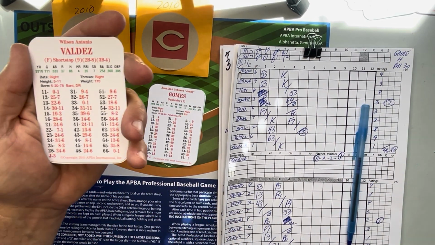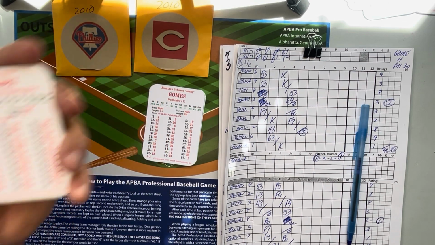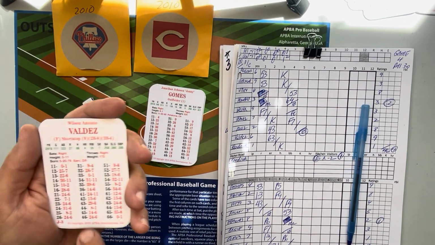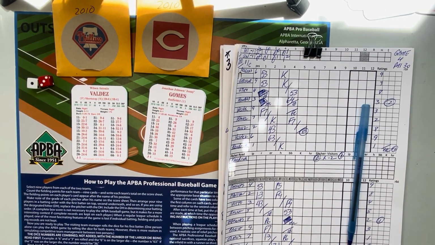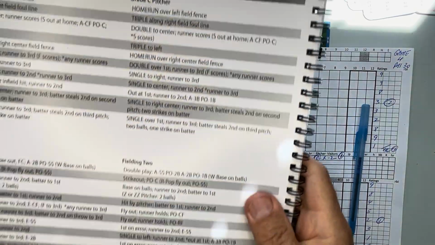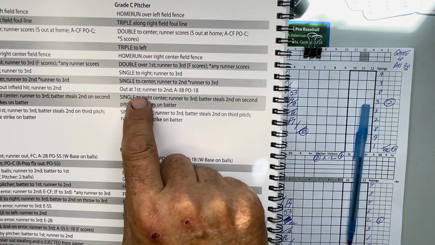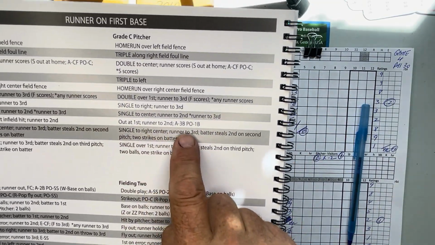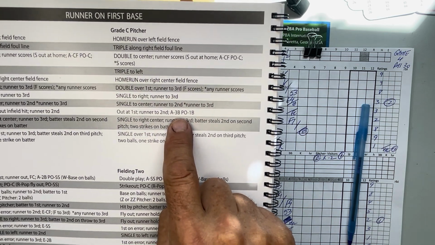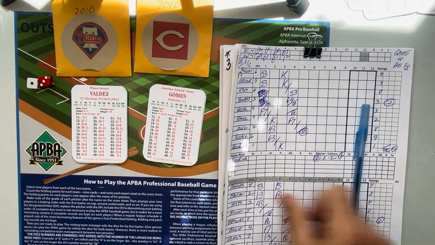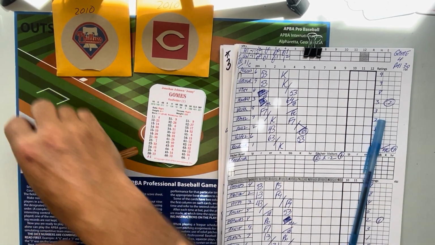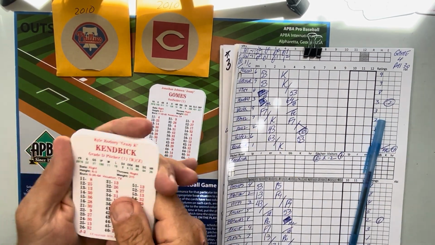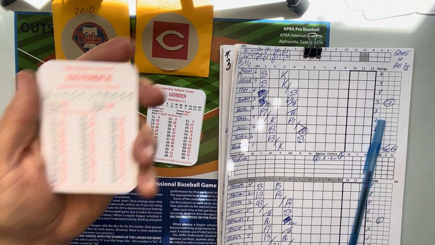Brings up Valdez. So Valdez is just going to hit away. Number 31. It is a 9. So we're going to go to runner on first base. Bailey is a C pitcher. Number 9. Out at first. Runner goes to second. Assist is third base. Put out is first. So it's a 5-3. And they put him out, but they advance the runner. A little dribbler up the line. Brings up Kyle Kendricks, the batter.